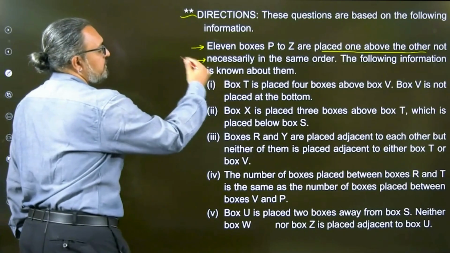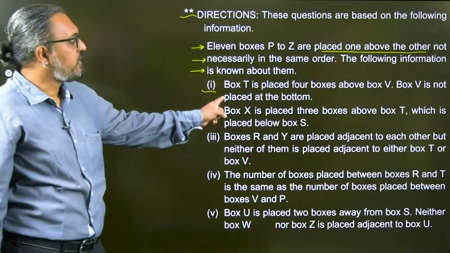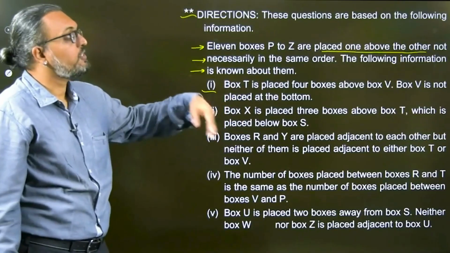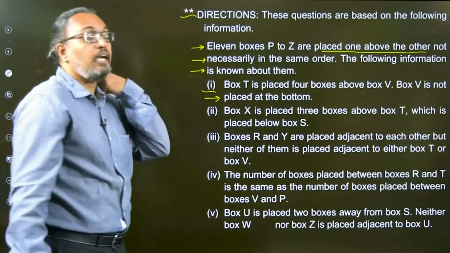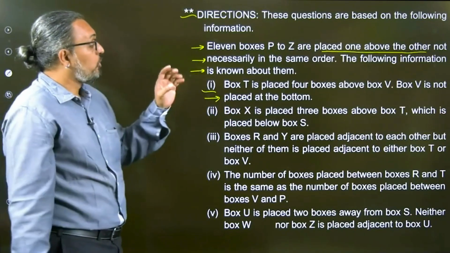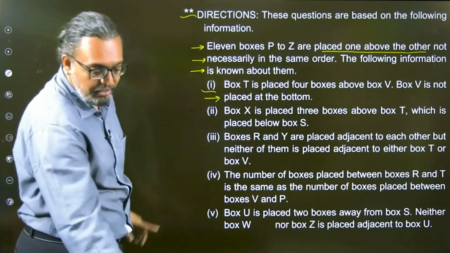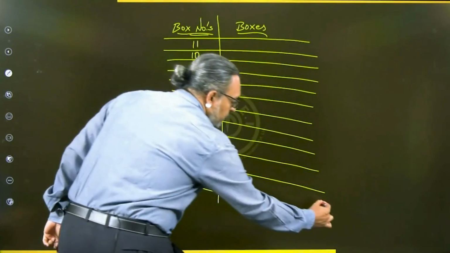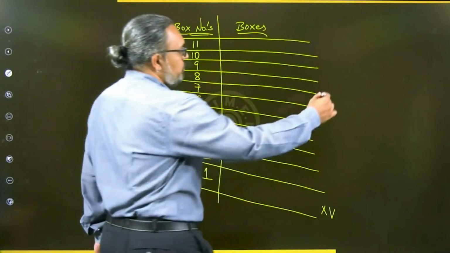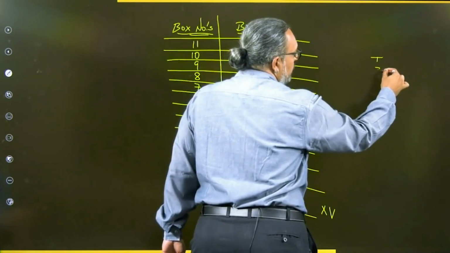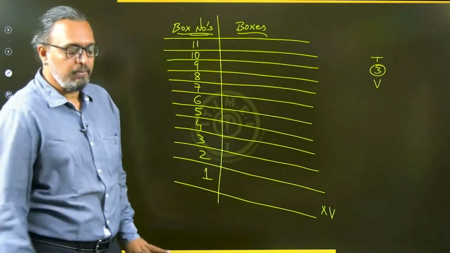The following information is known about them. Now condition 1. Box T is placed 4 boxes above box V. Box V is not placed at the bottom. Okay. So T is 4 boxes above, means you leave a gap of 3 boxes above V, and V is not placed at the bottom. So you cannot have V in the first position. So we have T 4 boxes above V, like that. We'll come back to that.